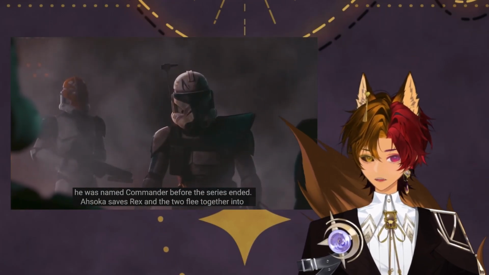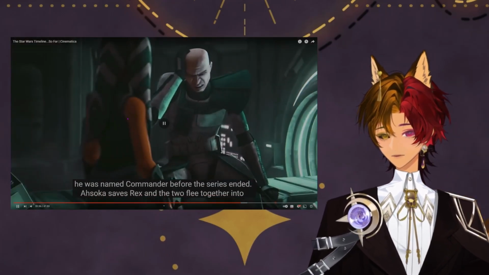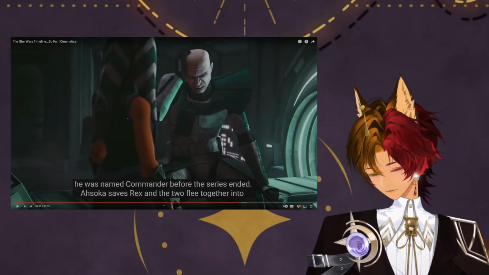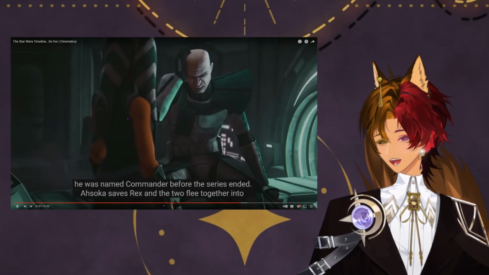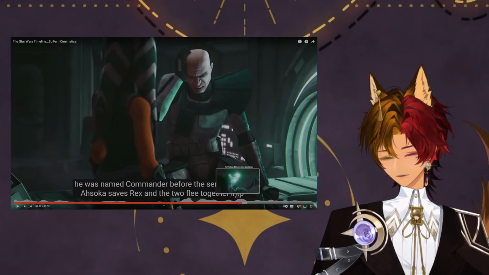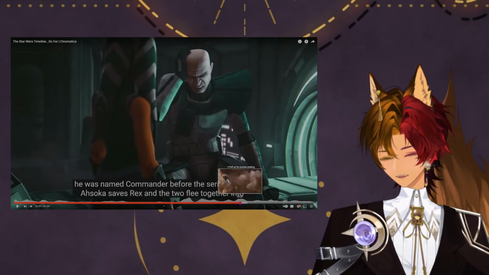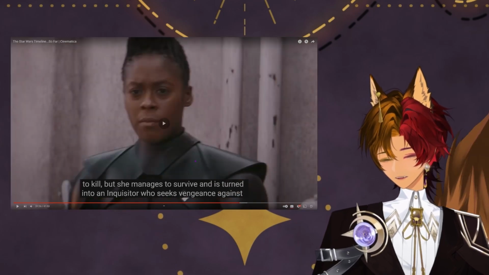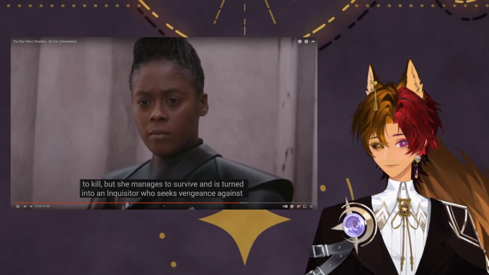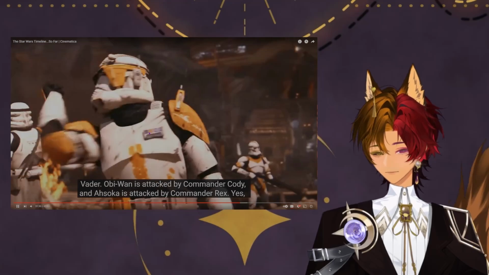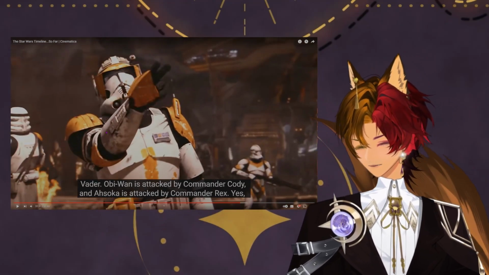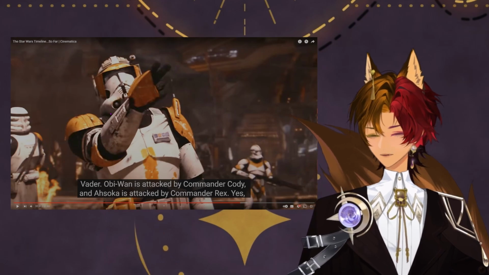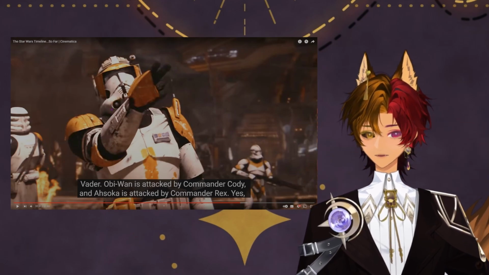Yes, he was named Commander before the series ended. Ashoka saves Rex. You know, my favorite clone trooper was Cody. I was so eternally hurt when I saw this scene. I was like, how dare you? How dare you? I love this guy so much, only to figure out that nothing really of substance happens with him anymore after this.